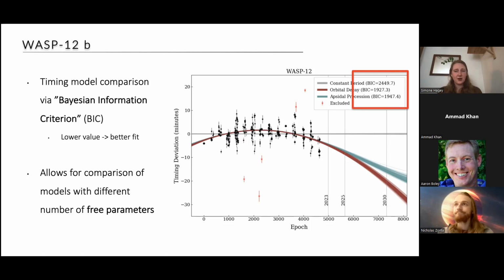Bayesian information criterion, which is just like the chi-square that we all know and love, but it adds a penalty for the number of free parameters in your model so that you can fairly compare different models with different numbers of free parameters. So the lower the value, the better the fit. So if you look at our WASP-12 data, the BIC for the orbital decay is lowest, which means that that is the best fit, which agrees with the literature, so that's great.